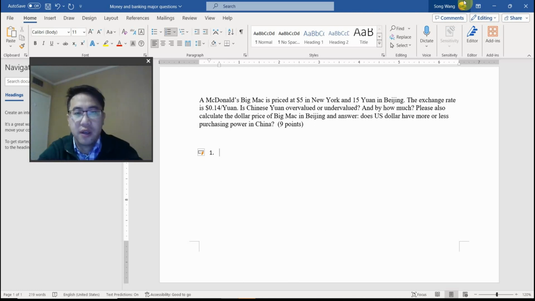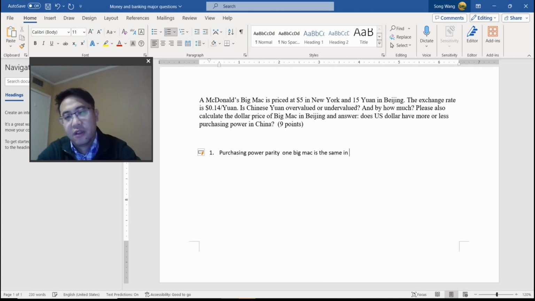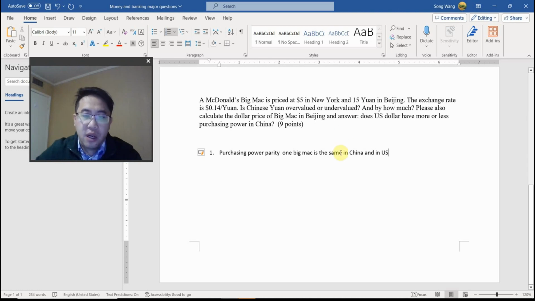And the first thing you can do is to get the purchasing power parity. All right. So under purchasing power parity, one Big Mac is the same in China and in US. So it will cost the same in US and China. So that's the meaning of a parity.